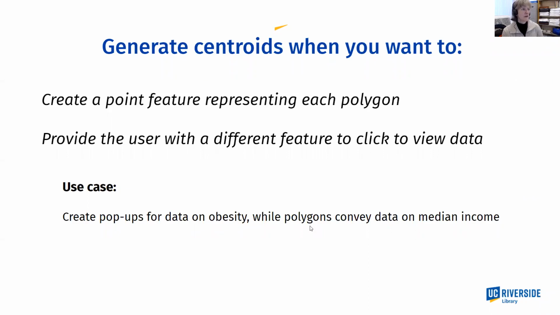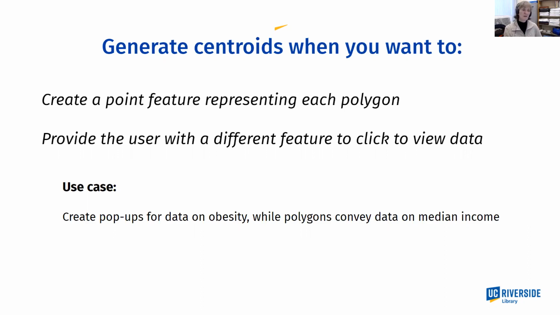So you generate centroids when you want to create a point feature that represents each polygon. And you might want to do this if you want to present the user with a different feature to click to view data. So what I'm thinking of is, for instance, maybe you have a polygon file that's got all the counties in the state, say, and it's got lots and lots of data about all different types of categories like health, income, racial distribution, all kinds of things, right?